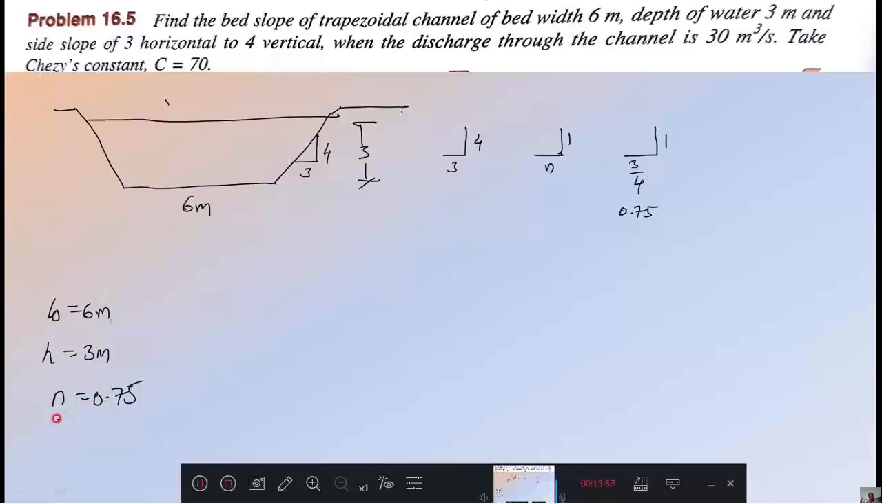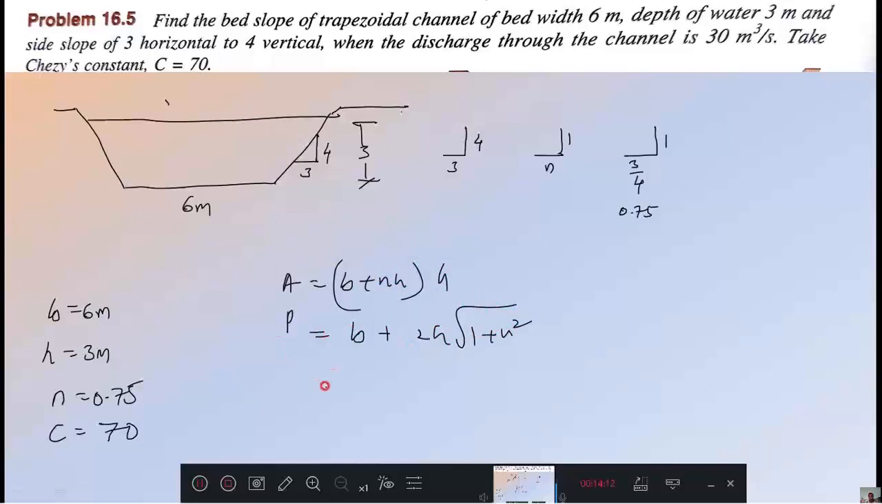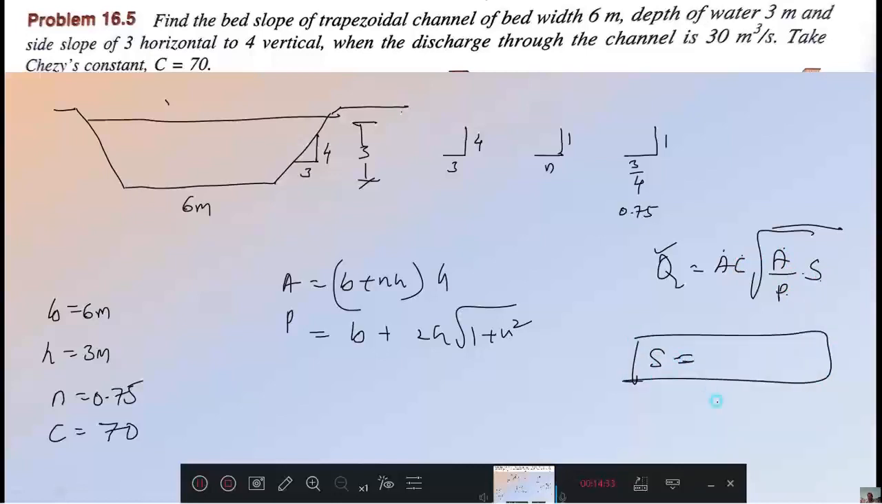What else is required? C is equal to 70 is given. If you know these, you can calculate area and you can calculate perimeter. Area equal to B plus nH into H, and perimeter equal to B plus 2H into square root of 1 plus n square. Now everything is known to you. Then what do they want? Slope they want. Discharge is given. Then Q is equal to AC root of A by P into S. Q is known, directly substitute 30 meter cube per second. A you calculate, substitute, C is known, A is known, P is known, S is unknown. Then you will get S. Then S is equal to 1 in something, you can write it. This question I will ask in the quiz.